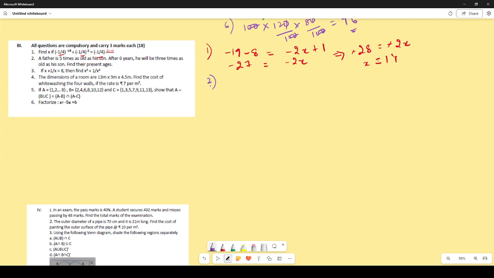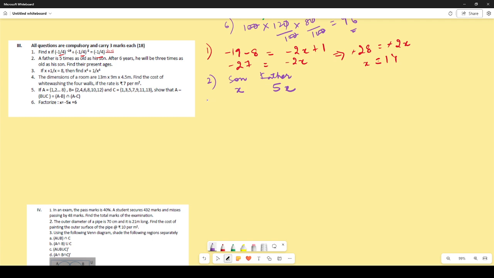Let us check out question number 2. A father is 5 times as old as his son. I have told this repeatedly, but still I find that some of the students do not follow this. So when it says the father is 5 times, it means 5x, not x plus 5. Father is not 5 years older than the son. The father is 5 times older than his son.